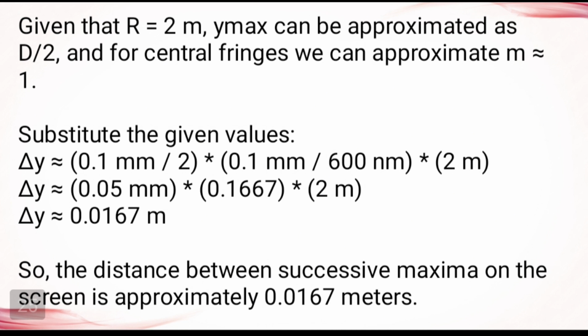So substitute the given values. We have change in y equal to 0.1 millimeter over 2 times 0.01 millimeter over 600 nanometers times 2 meters. So we can have change in y equal to 0.05 millimeter times 0.1667 times 2 meters. So our change in y is equal to 0.0167 meters. So the distance between the successive maxima on the screen is approximately 0.0167 meters.